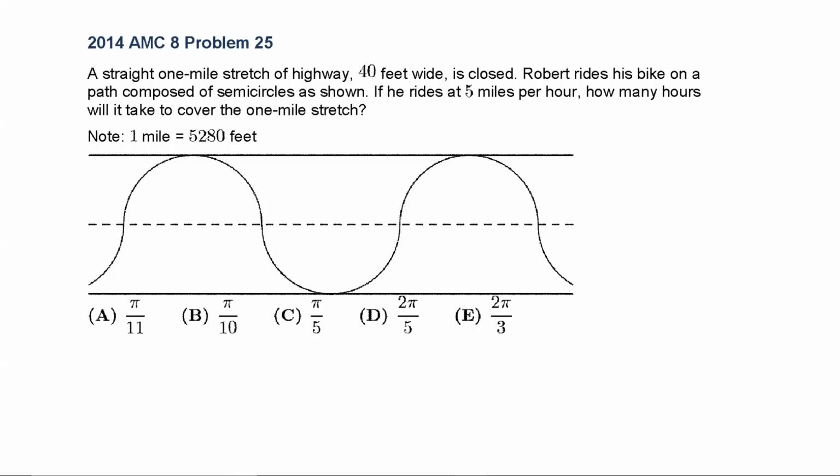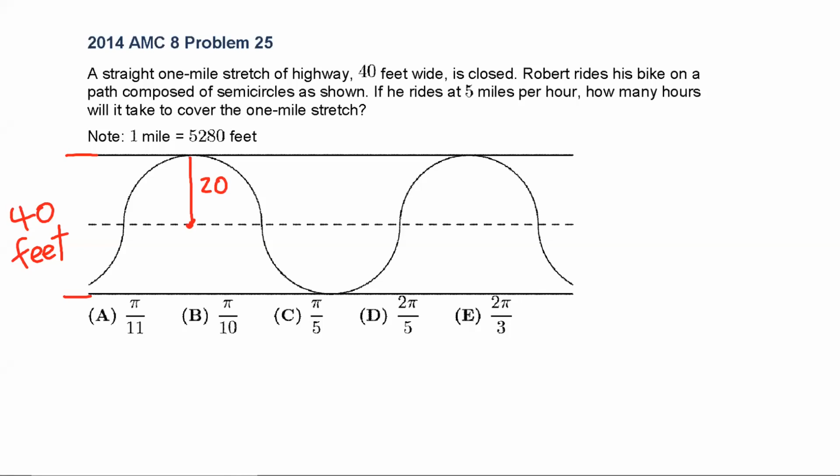Okay, so let's get started. So they tell you that the highway is 40 feet wide, and you can assume that by 40 feet wide, they mean that this distance right here is 40 feet. So that means that this length right here, if you take the center of one of these semicircles all the way to the edge, that was not a straight line, then this distance here is 20 feet.